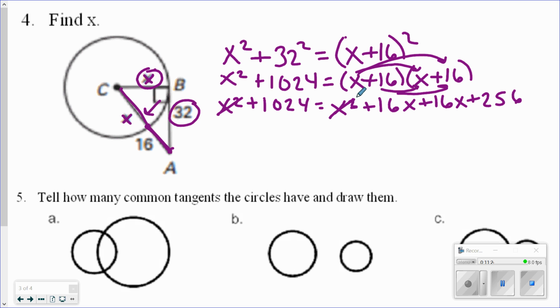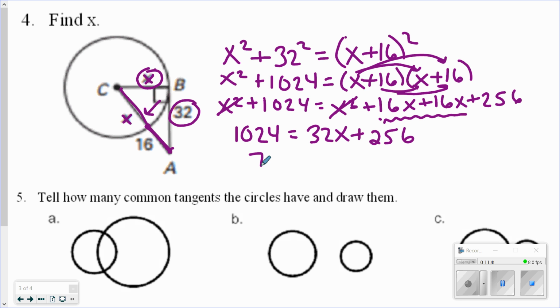Now there's a lot going on here, but one thing that I notice on both sides of the equal signs are these x squareds, and we know that those cancel. I also see on this side that I have x's that I can combine together. So let's simplify this all together. I have 1,024 is equal to 16x plus 16x is 32x plus, don't forget about that 256. Subtract 256 from each side. I have 768 is equal to 32x. Divide by 32, we get 24 is equal to x. So the radius of this triangle is 24.